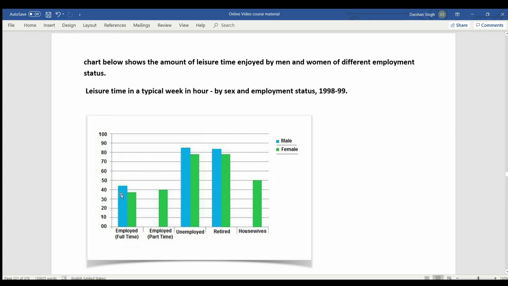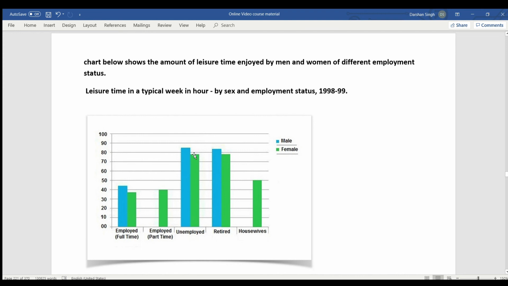It can be clearly seen that employed men enjoyed around 45 hours of leisure time in a week, whereas in the same category the women enjoyed 10 hours less than men. So this is how I need to write. And in the next category, which is the unemployed, again men were able to enjoy more leisure time than women. The men enjoyed around 85 hours of leisure time, whereas the women enjoyed less than 80 hours of leisure time in a week.